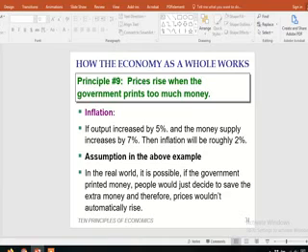And in the above example, an assumption exists. What is the assumption? In the real world, if the government prints money, people might decide to save the extra money. But in our example, all the money should be consumed by the consumers. That assumption exists.